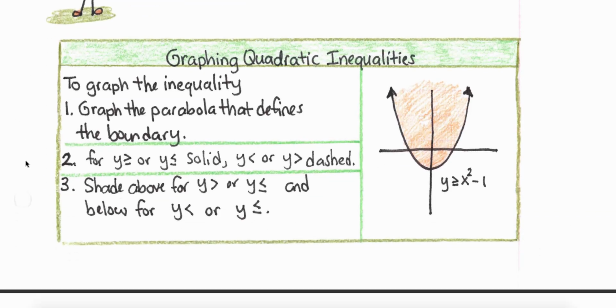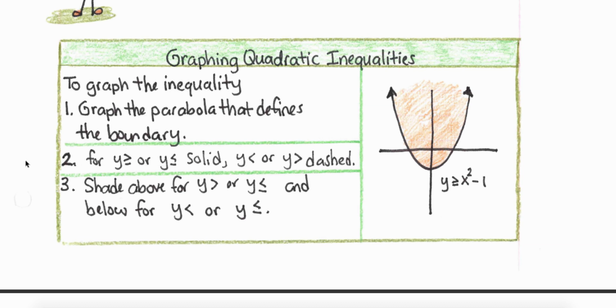When it comes to graphing quadratic inequalities, there are some basic principles you're going to use. First, you graph the parabola that defines the boundary. If it's a greater than or equal to, or a less than or equal to, the boundary will be solid. Otherwise, if it's a less than or greater than, it will be a dashed boundary. And what that means is the boundary is not part of the solutions if it's dashed.